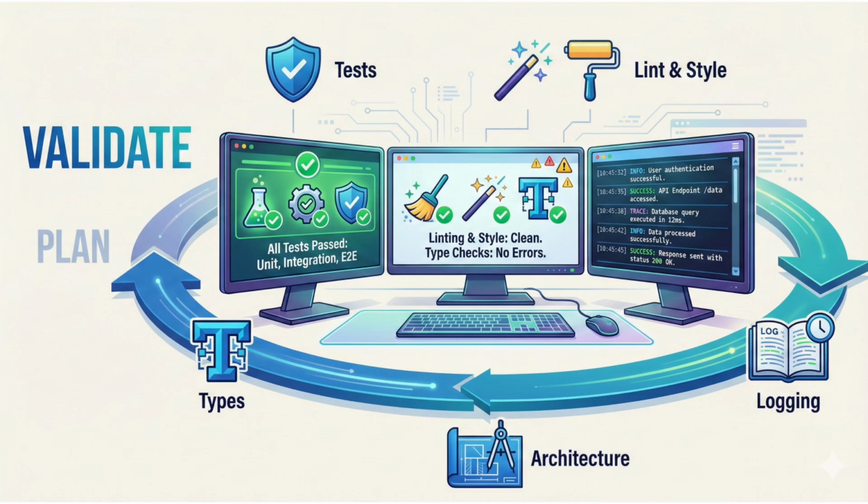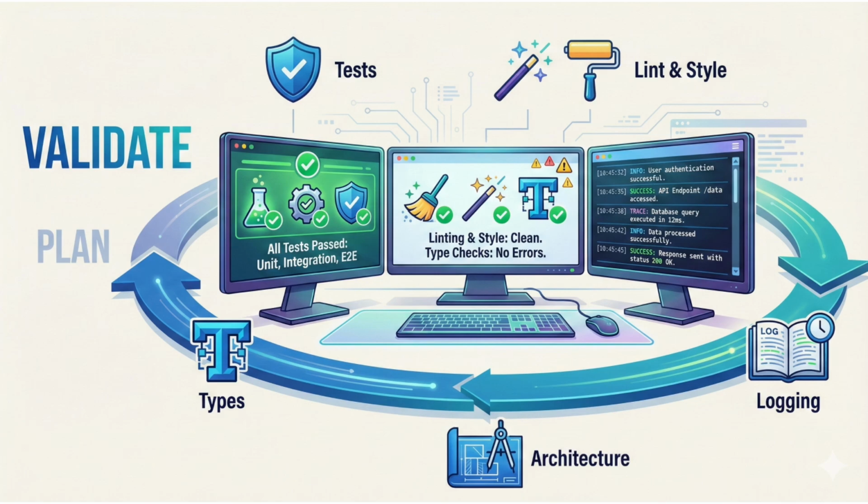Type checks. Did MyPy or TypeScript or Pydantic accept the new shapes and signatures, or are there mismatches? Logging. When we hit this feature, do the logs tell a clear story? Are we seeing any errors or suspicious states? Architecture. Did we keep the change inside the right feature slice and layer, or did we smear logic all over the place?